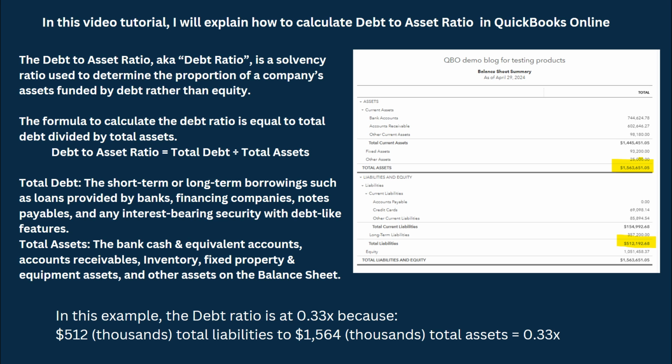So total debt is 512, all in thousands, and the total assets is 1,564. So it's just a simple formula in here. So 0.33. Okay. So now I'm just going to go to QuickBooks Online and go over this a little more.